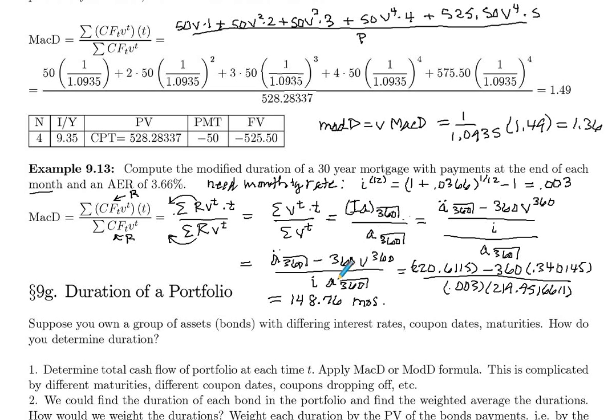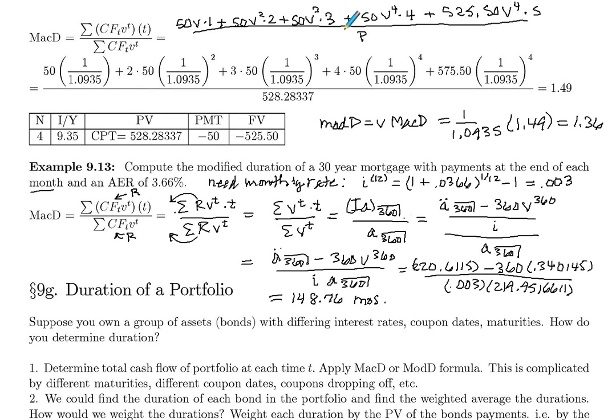And does this make sense? This is a 30-year mortgage. That's 360 payments. So if we didn't multiply by the present values, then the duration should be just the average of the durations of all the payments. That'd be half of 360, which would be 180.